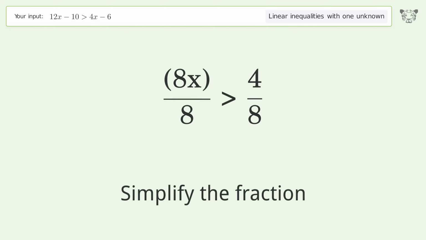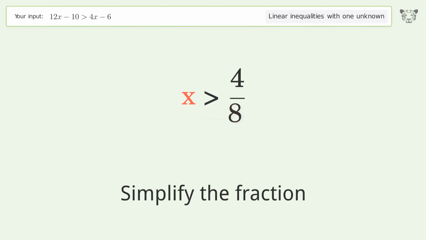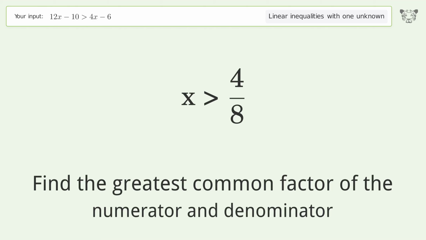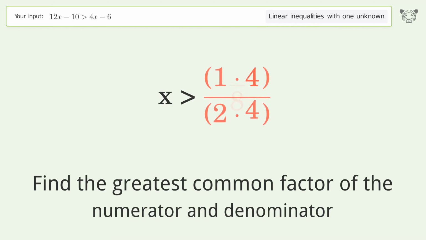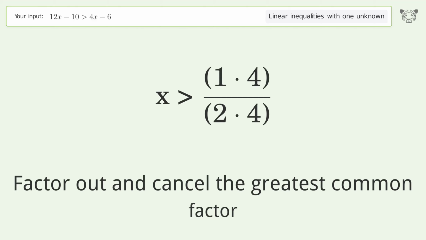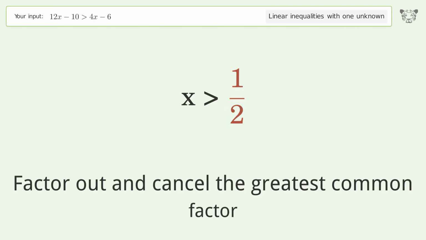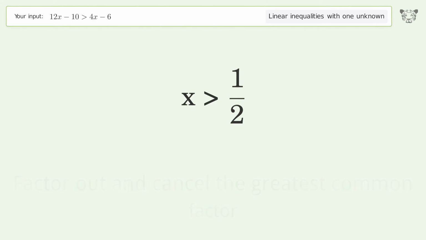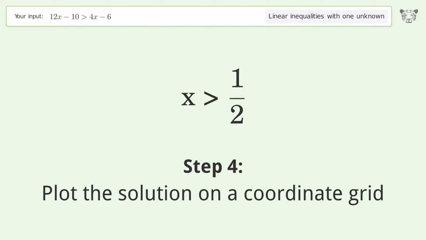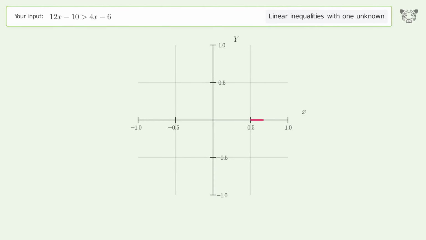Simplify the fraction. Find the greatest common factor of the numerator and denominator. Factor out and cancel the greatest common factor. Plot the solution on a coordinate grid. And so the final result is x greater than 1 over 2.